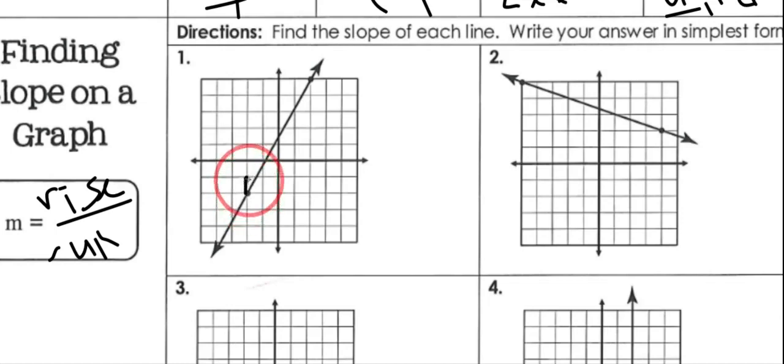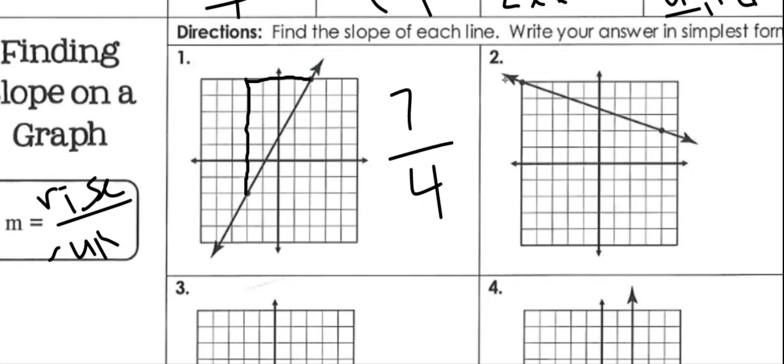So I'm going to draw a line 1, 2, 3, 4, 5, 6, 7 up. And then we're going to go over 1, 2, 3, 4. And it's a positive slope, and we just leave it as 7/4. We're not going to change it to a mixed number. If we could reduce it, like if this was 10/4, then we could reduce that to 5/2, but otherwise we're just going to leave it like that.